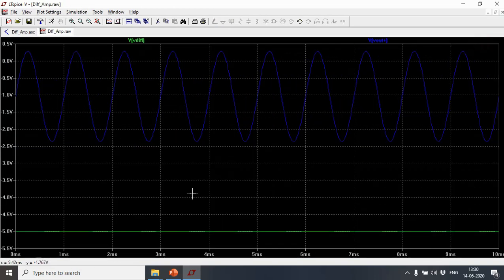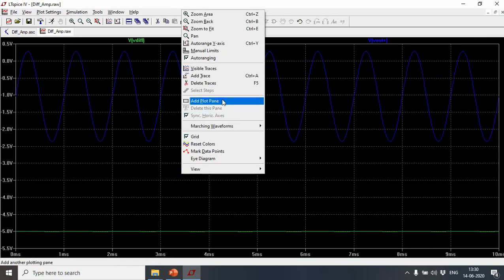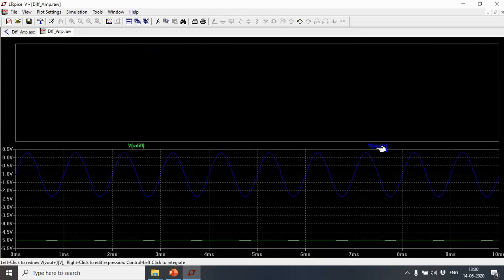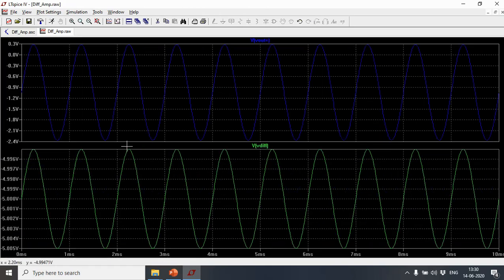Let me take it out. Okay, add plot plane. Let me take this into a different plane. So what is this? This is the 10 milli input signal, right? Differential, it's only 10 milli. What about the output? How to measure the output?